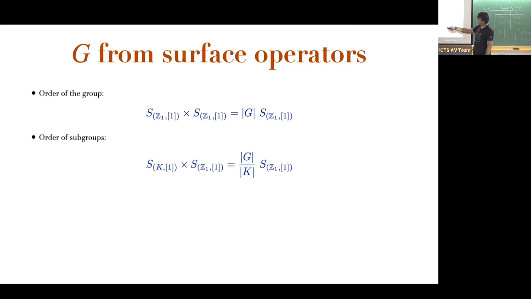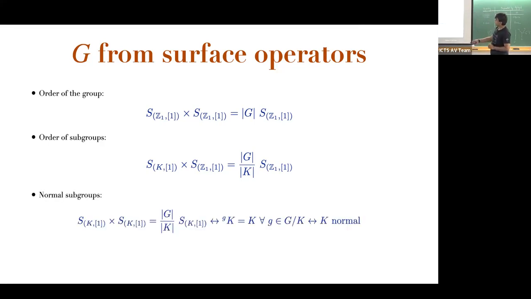So if we fuse this SK1 with SZ11, you get the order of the group divided by the order of the subgroup. The crucial thing here is that this subgroup is not required to be normal. So this fusion also knows about non-normal subgroups, which you cannot find from the character table. That's the thing. You know more other things that the character table doesn't know. Also, normal subgroups can be identified, which you can also do from the character table, but you can also do it from surface operators. If K is a normal subgroup, it satisfies a fusion rule of this type, you can prove this using the expression for the fusion rules.